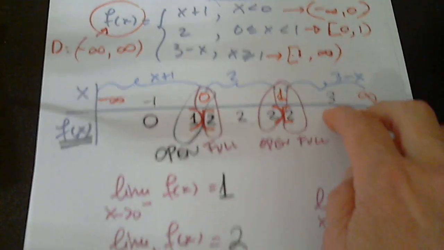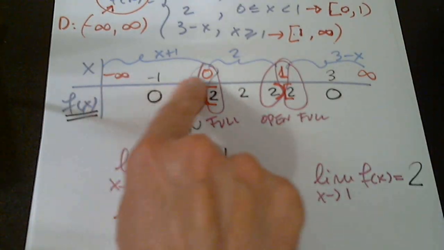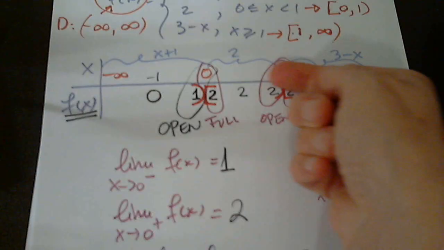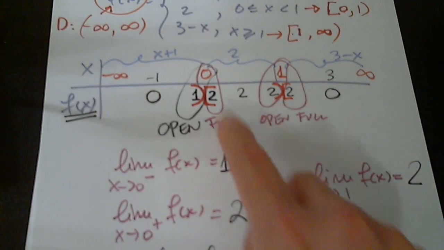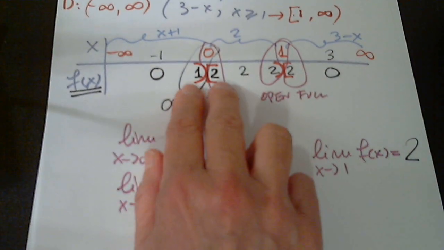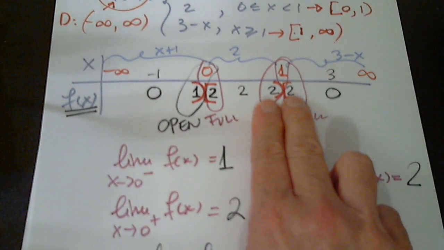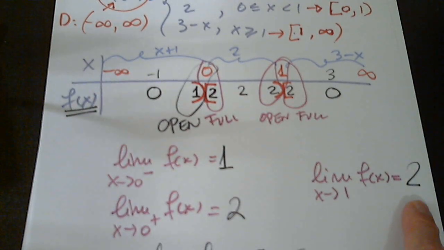So I read from the table. As x approaches 0 from the left, the function values approach 1. As x approaches 0 from the right, the function values approach 2. Because these two are not the same value, the limit from either side does not exist. Here, both sides approach 2. So that's why the limit from the left and the limit from the right exist, and they are the same as the limit from either side, because it's the same number.